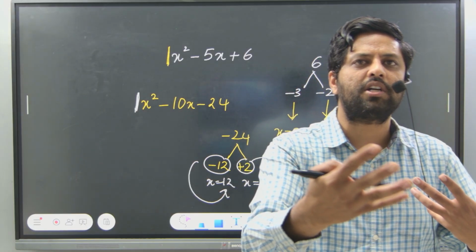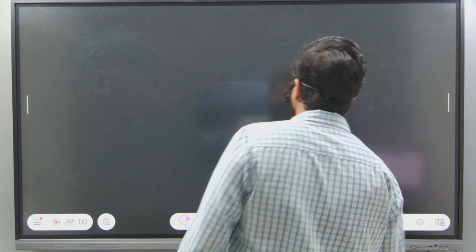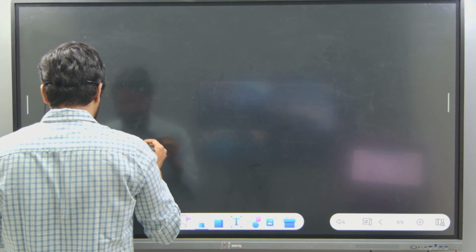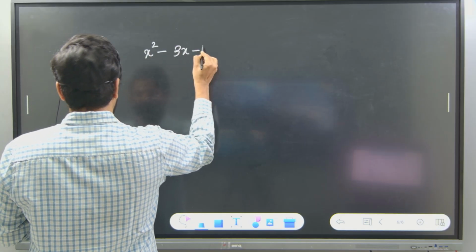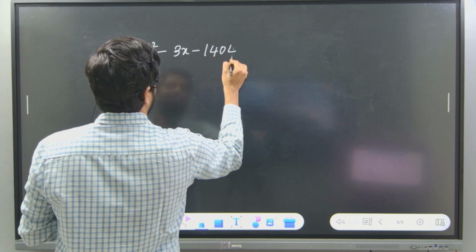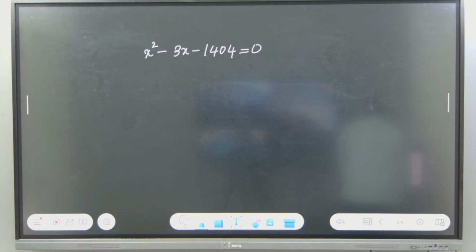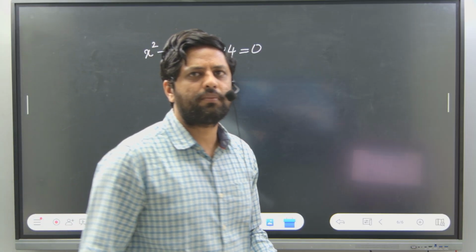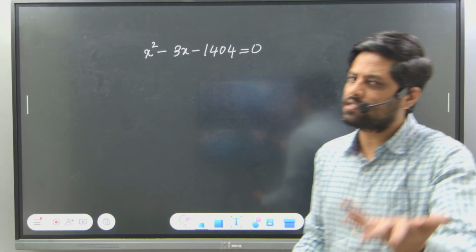Now what happens when we come across bigger numbers? When we come across bigger numbers in factorization, how do we do it is the question. I'll take up an example. Say for example we have x square minus 3x minus 1404. What do you generally do? You go with the factorization method or the formula method. Again, let me give you a quick answer for this.